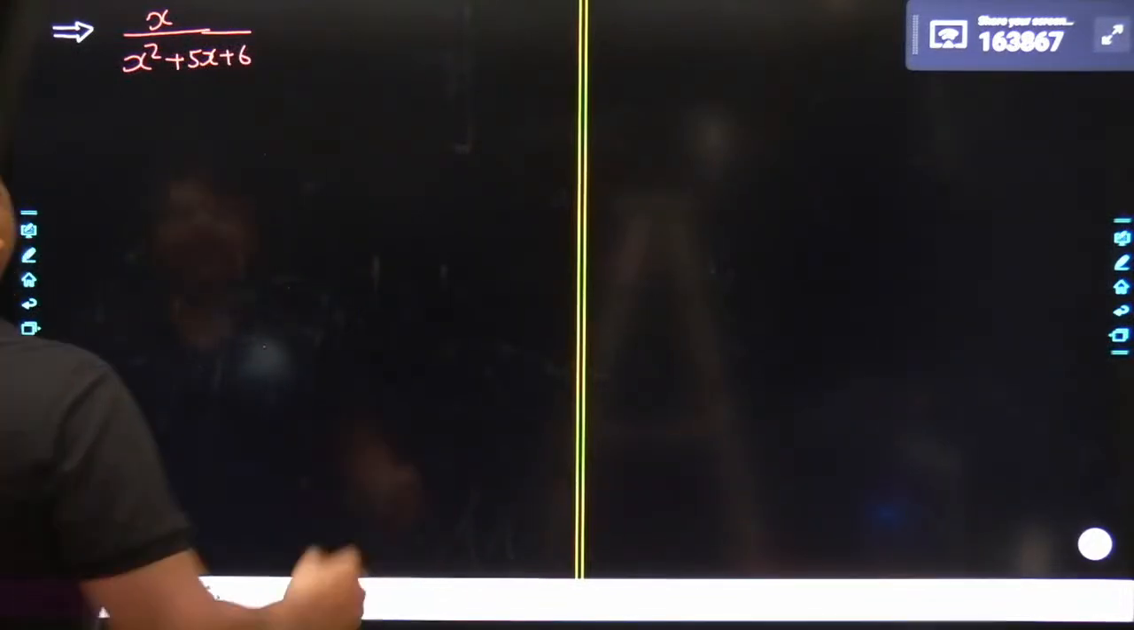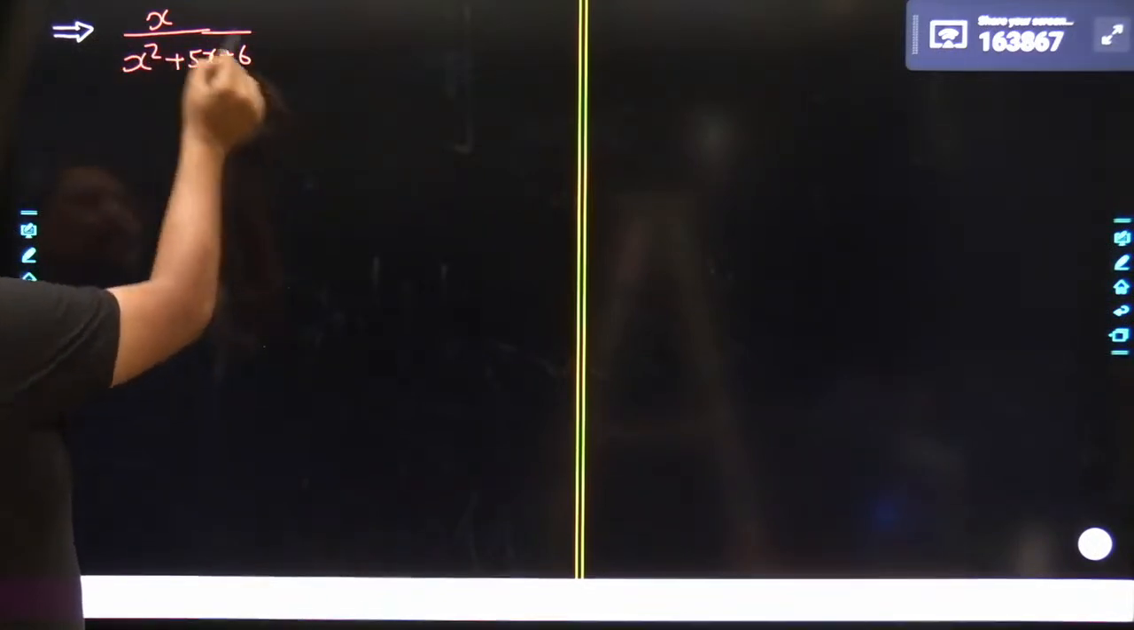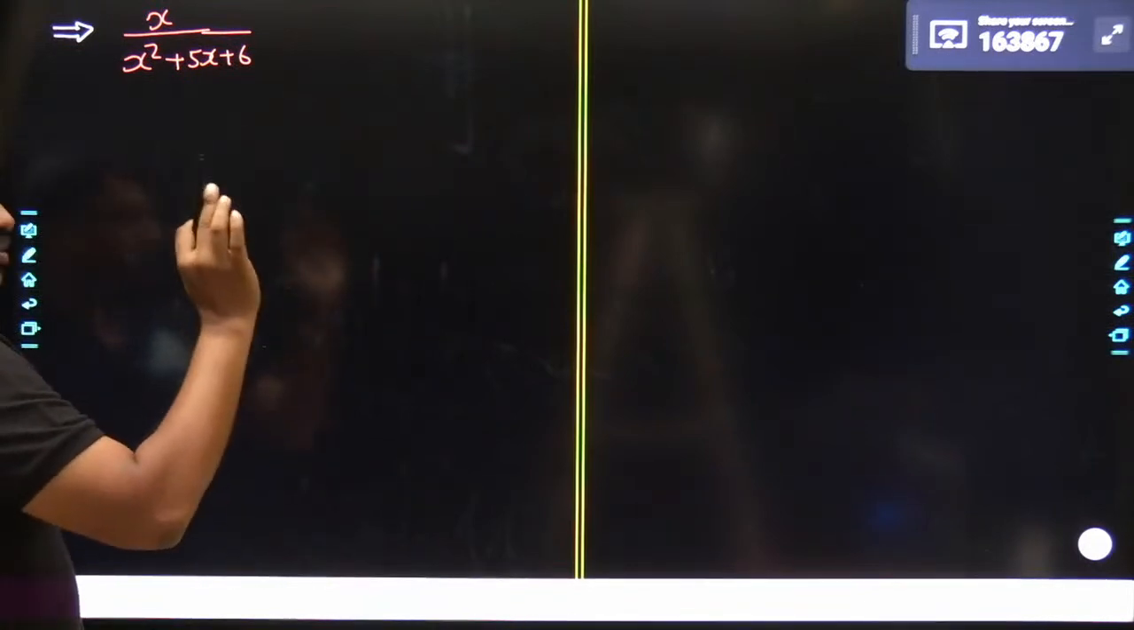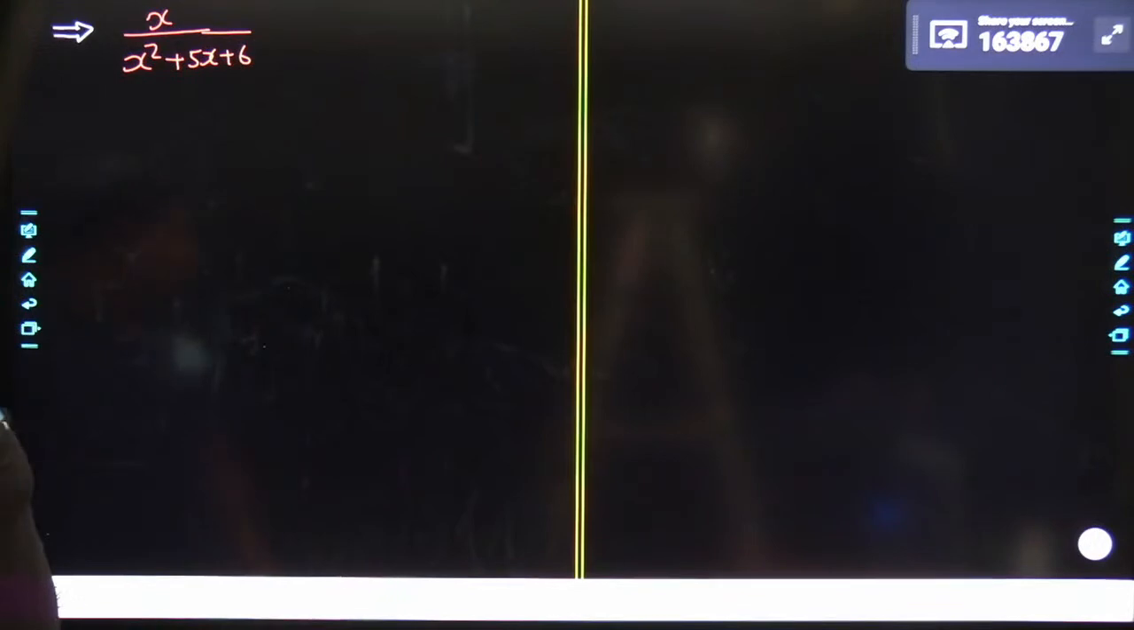Again, whenever you have a polynomial on the denominator side, the roots of the denominator's polynomial would be the points of discontinuity, that is for sure, and even the limit would not exist over those points. How? We'll try to understand that.